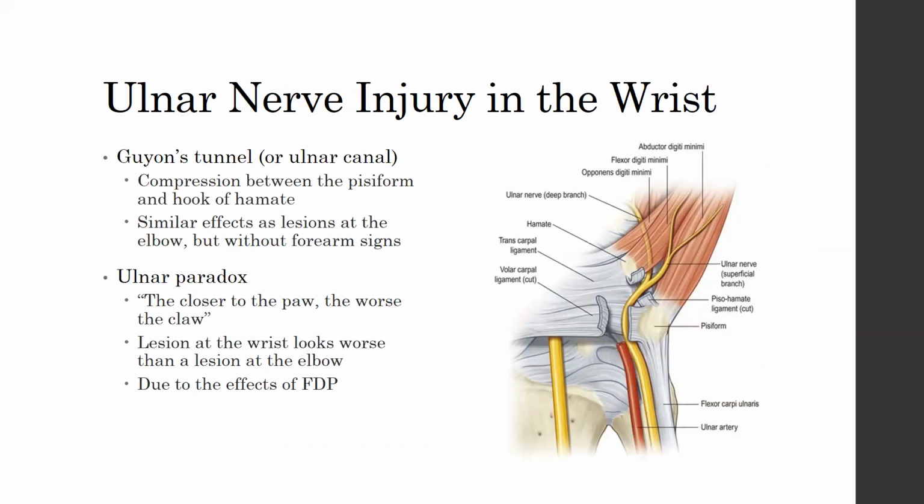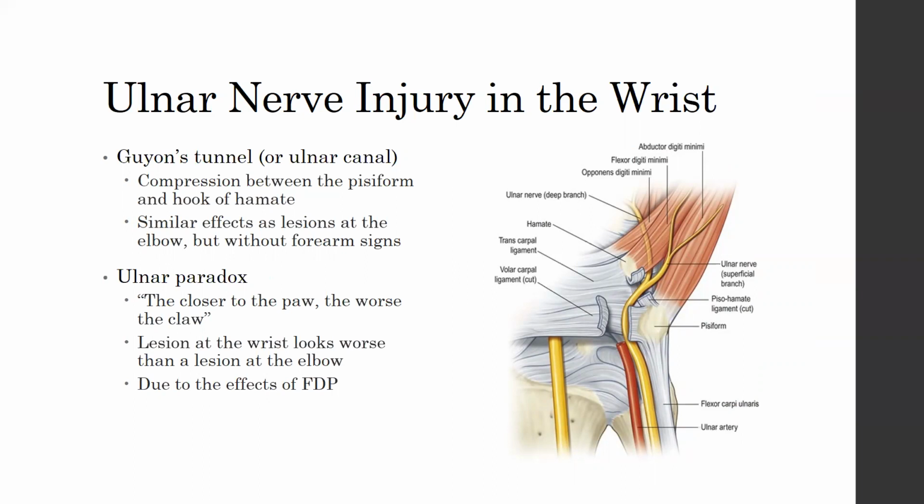Ulnar nerve injury and Guyon's tunnel. That's compression in the sheath that the ulnar nerve runs through between the pisiform and the hook of the hamate. And it's similar effects, but without the forearm signs. And here's where I want to talk about the ulnar paradox, which is pretty complicated. You probably don't need to know this, but it's good to know as well.